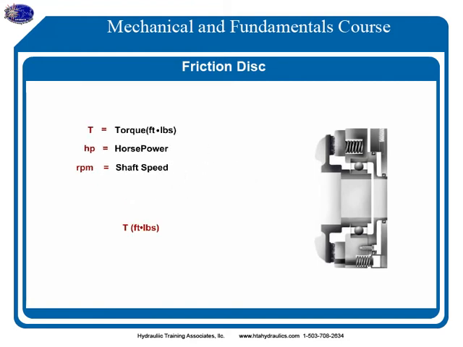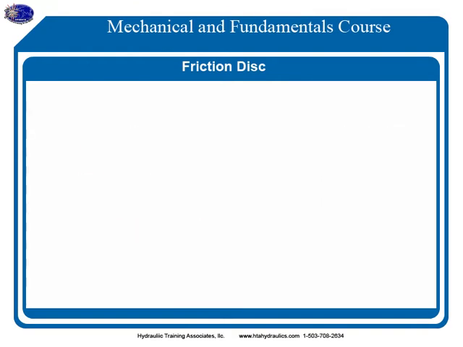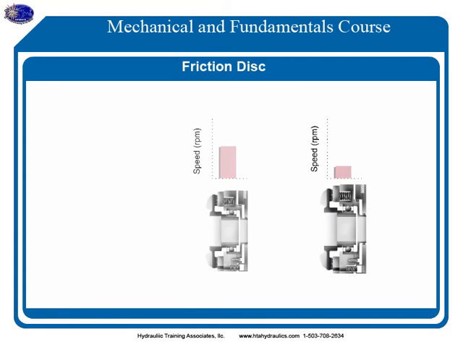Torque in foot-pounds equals horsepower times 5,250, a constant, divided by RPM. If a 2-horsepower motor operates at 1,800 RPM, the torque would be 5.83 foot-pounds. If there is a choice of location for a brake, select the highest speed shaft. The higher the speed, the smaller the brake.